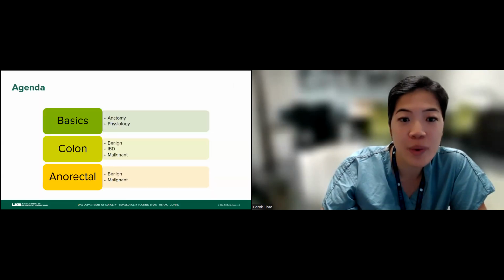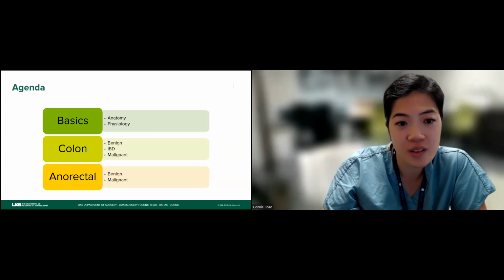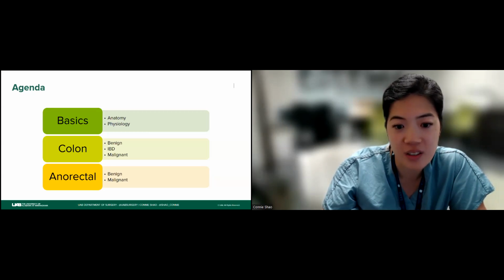Colorectal. So I'm going to do some basics, anatomy and physiology, go over the colon diseases, benign, IBD, malignant, and anorectal.